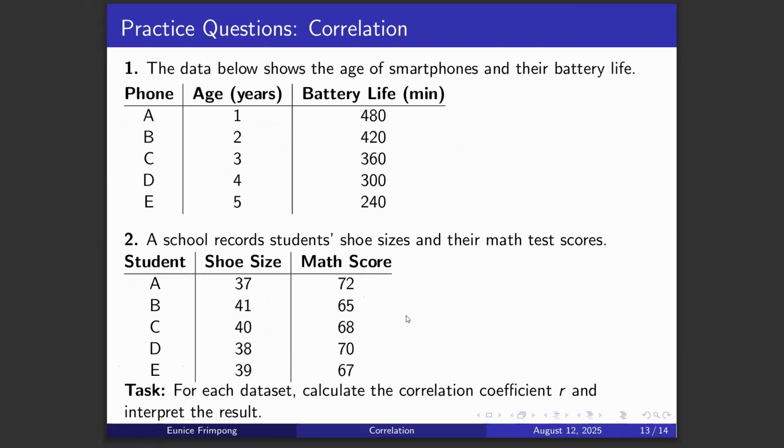Now, these are practice questions for you to try. The first one is the data below shows the age of smartphones and their battery life. So you have 5 different smartphones, how long they have been used, and their battery life. The second question: a school records students' shoe sizes and their test scores. So you have 5 students, their shoe sizes, and their test scores. For each data set, calculate the correlation coefficient R and interpret the result. Referencing the 2 examples we have already looked at, practice these 2 questions also.